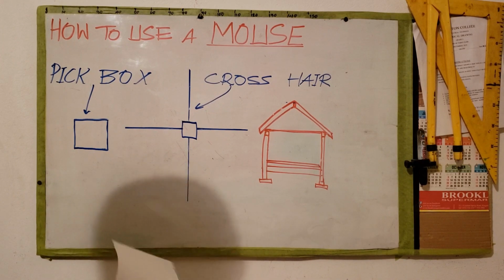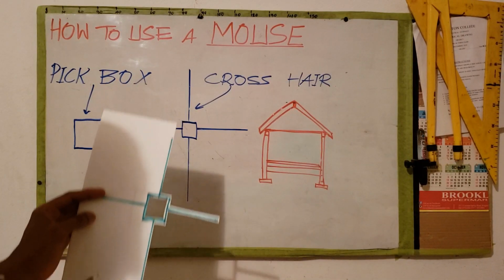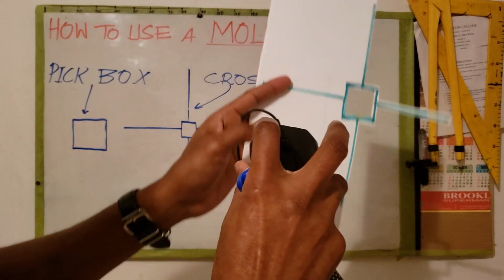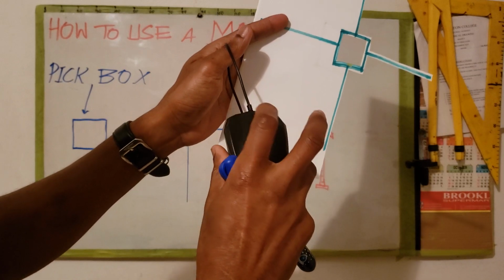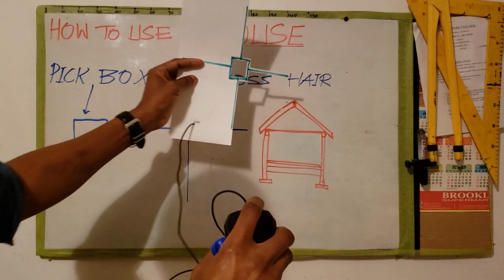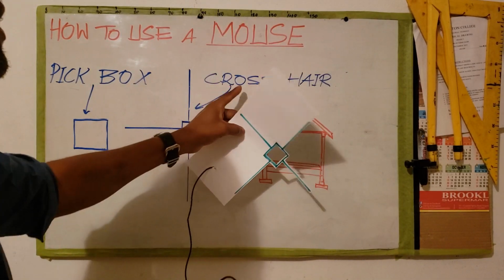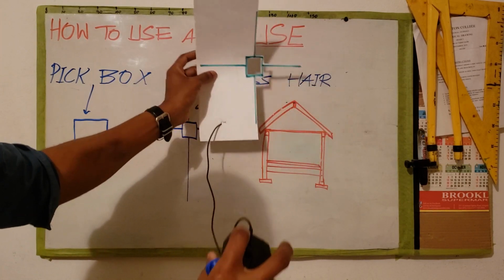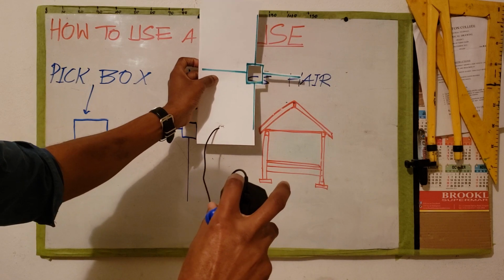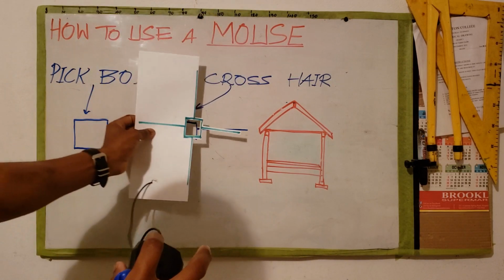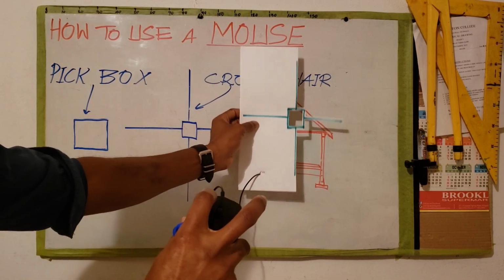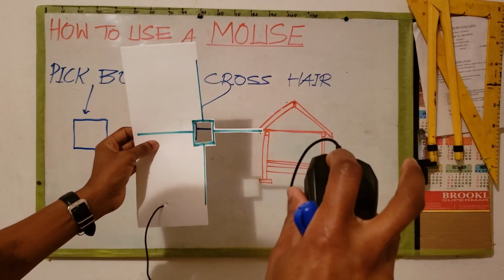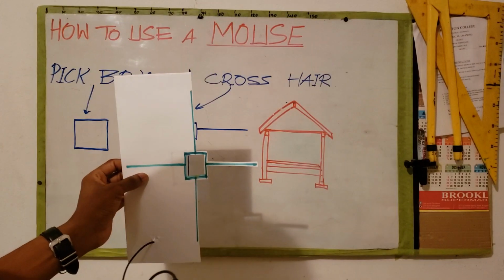For you to use the mouse, this is a typical mouse. Alright, this is the crosshair. The left mouse button, this one here, is used to click to select objects. So if we wish to select the crosshair, we bring this over, left click. If we should select this, we pretty much move the crosshair across and left click. So the left mouse button is used for selection.